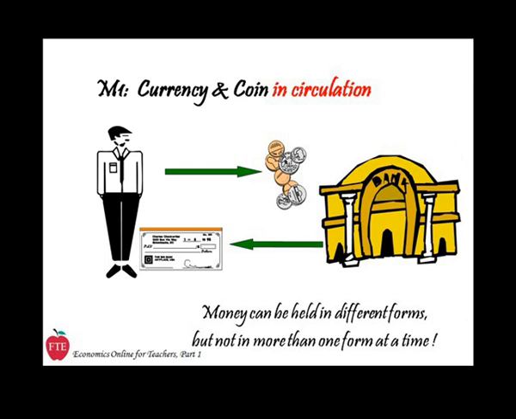Now, people can choose to hold their money in cash or currency or in demand deposits. Some people like the feel of cash in their pockets, some like the convenience of checks. But clearly, a single dollar of purchasing power can't be held in both check form and currency form at the same time. So when we calculate M1, we count only the currency and coin in circulation.